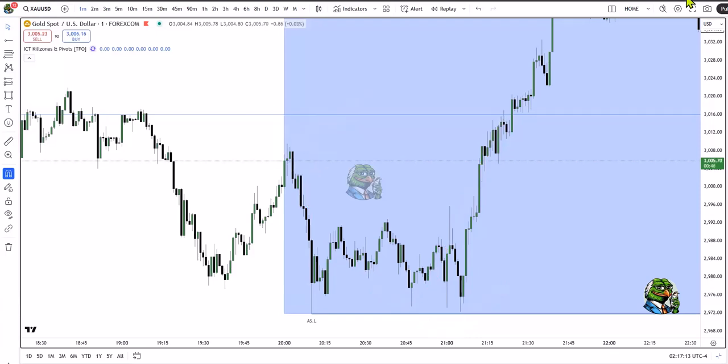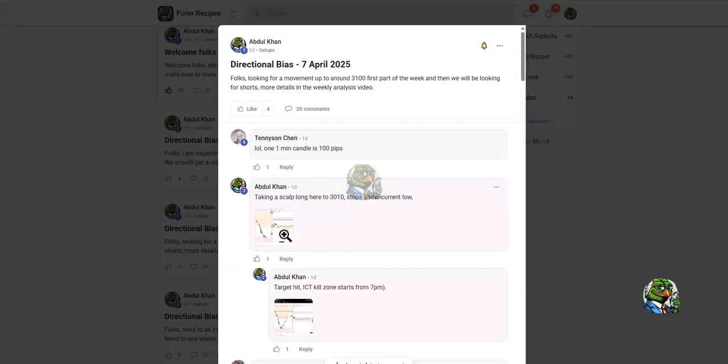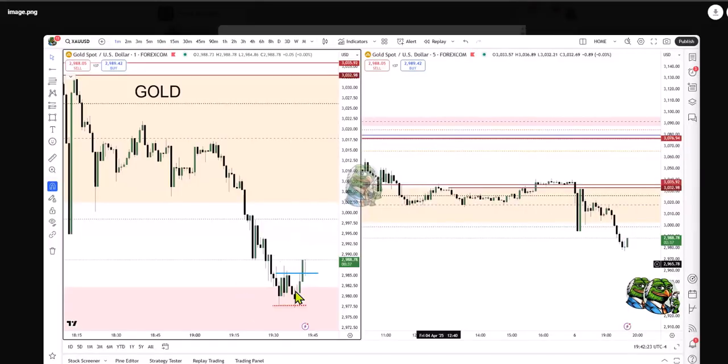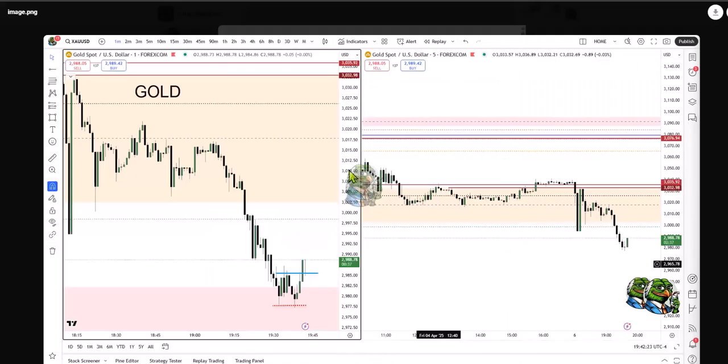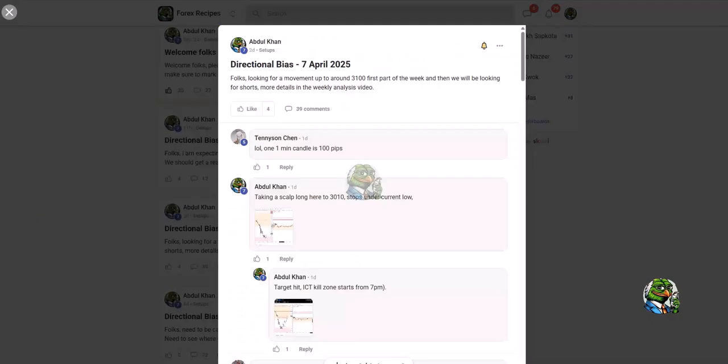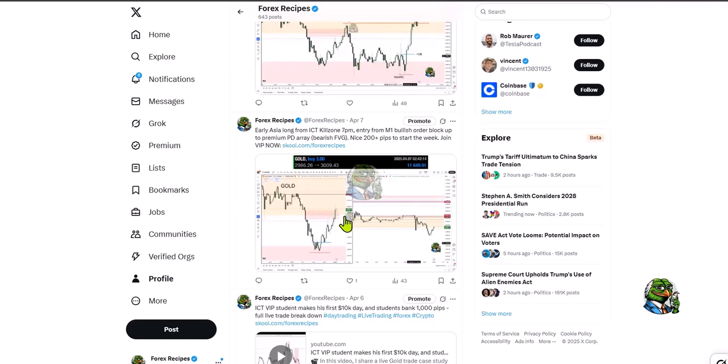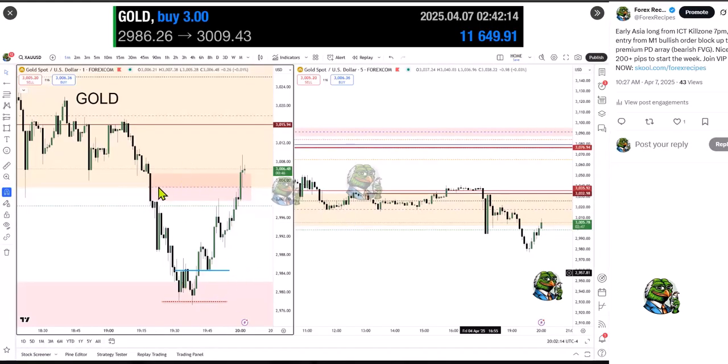Am I talking about these in hindsight? Not at all. These were posted in the VIP community. This is the first trade that I have taken. You can see the time there, 7:30, and you can see the instructions, the guidance: taking a long, targeting 30.10, stops under the current low. Targeting 30.10, which is just above that premium PDRA from the long here, and the stops just under the low. And that is the exact trade that I have posted here on Twitter, that first trade from 7:30 into the PDRA.